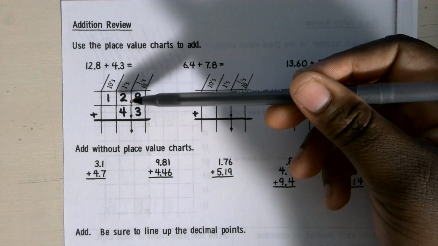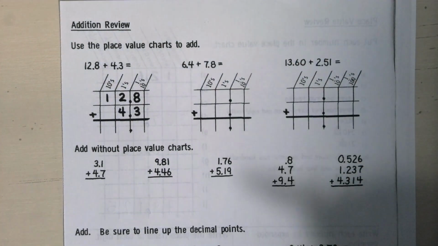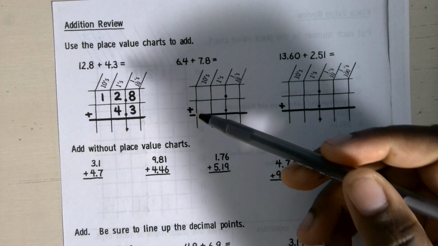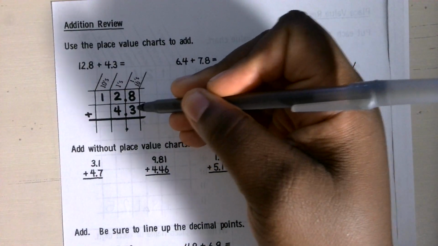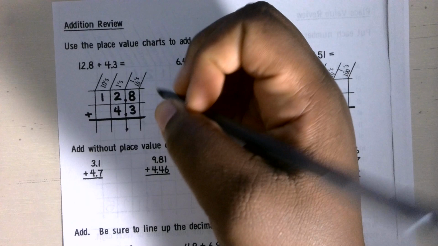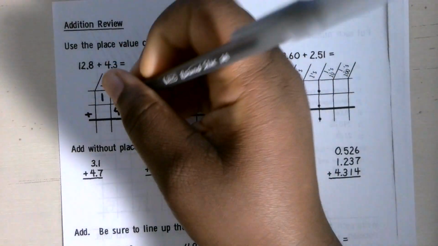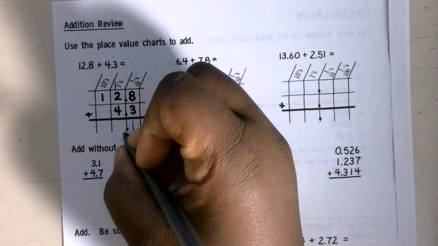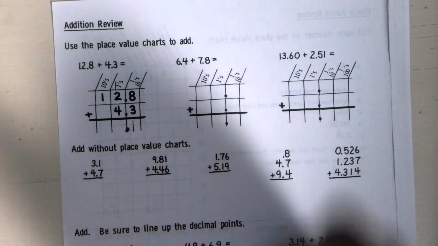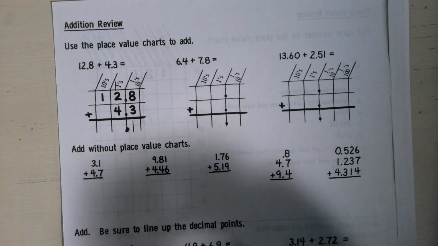I will need to regroup. 8 plus 3 is greater than 10, so I am going to start here on the right. 8 plus 3 is 11. It's 10 tenths, 1 unit. Decimal point, loud and proud, happy to exist as a decimal point.